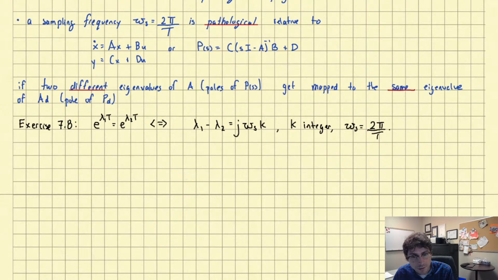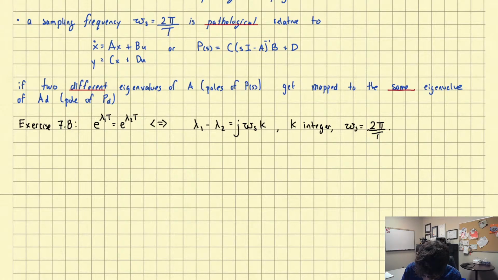So let me draw a picture of this, right? So if you have two different eigenvalues of A, lambda 1, lambda 2, so they're distinct, right? If it's the same eigenvalue, it's fine. It would make sense if they get mapped to the same value. But if they're different, so lambda 1 is not equal to lambda 2, but then after you discretize them they become the same, we're calling that pathological. And that can only happen if the difference between the eigenvalues, or the poles, is purely imaginary and is an integer multiple of the sampling frequency.